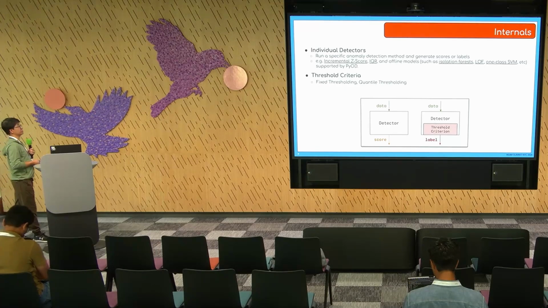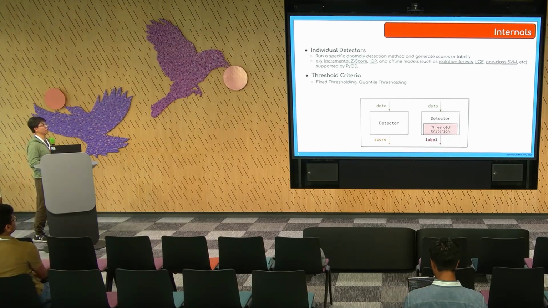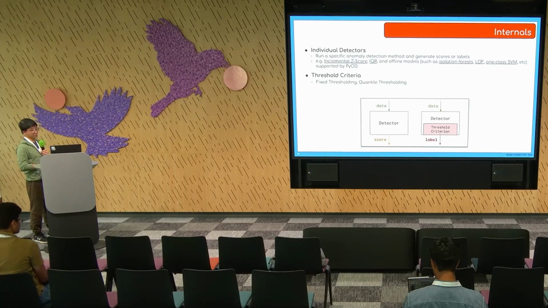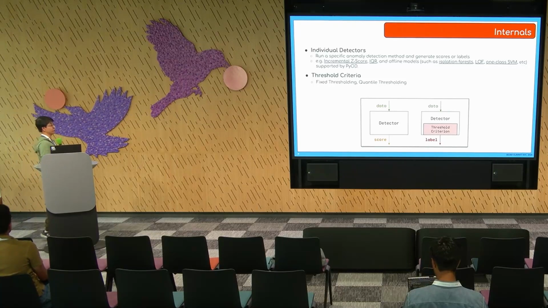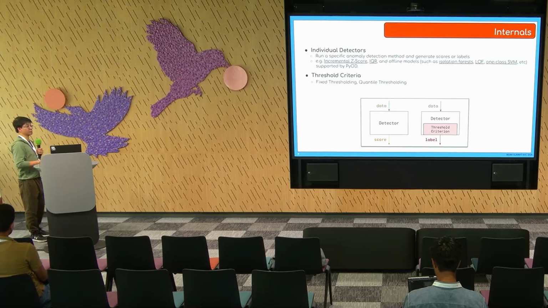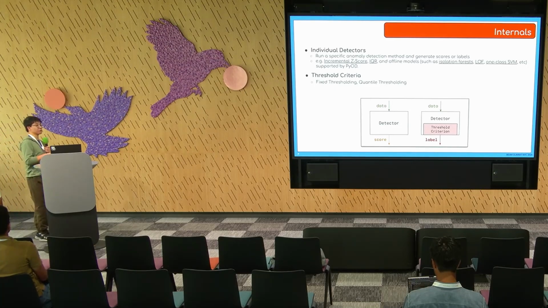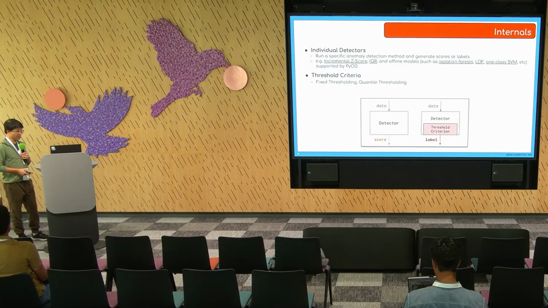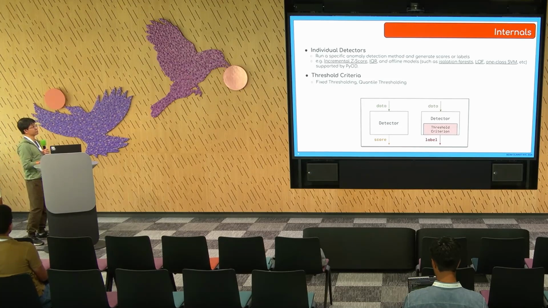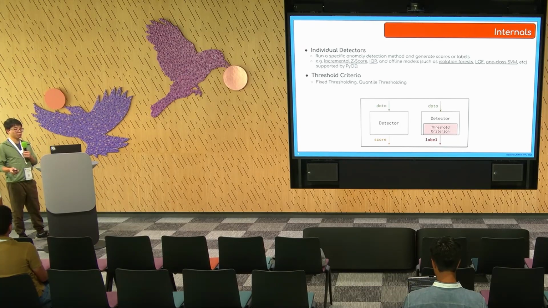And each individual detector can optionally have a subcomponent called a threshold criteria. This is the picture shown on the left. The detector will get the incoming data, and then it will produce a score as the output. If there is a threshold criteria specified, we will apply it on the score, and eventually we will generate a label. For example, we can say we have a threshold of 3, then anything that is more than 3, we will label as 1, which is an outlier.